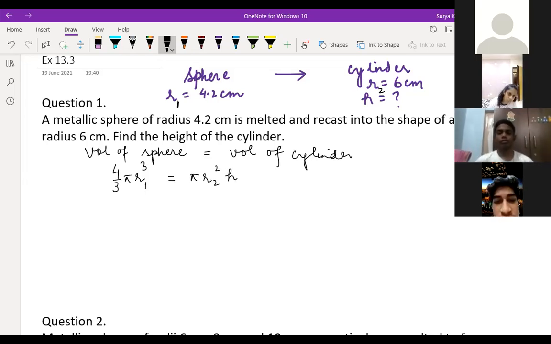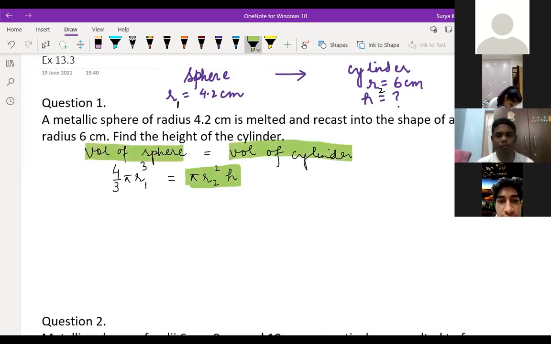Why are we taking squares and not cube? You wrote 4 by 3 pi r cube, then it is equal to pi r square, so why aren't we taking cube in that also? See, I am taking the volume of cylinder. The volume of cylinder is pi r square h. What is the volume of sphere? 4 by 3 pi r cube. So I am using the formula, I am not using anything else. Okay, sir.